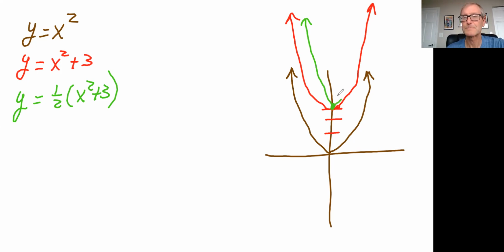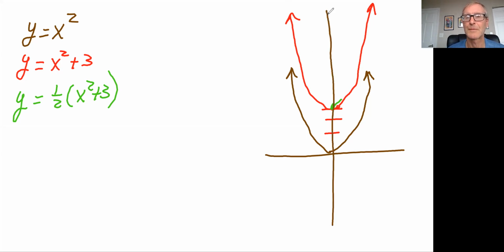Hold on one sec. I wrote the compression wrong here. That's actually an expansion, right? So let me erase that. Okay. So if I go back to the green, what we're doing here is actually, it'll be expanded this way.